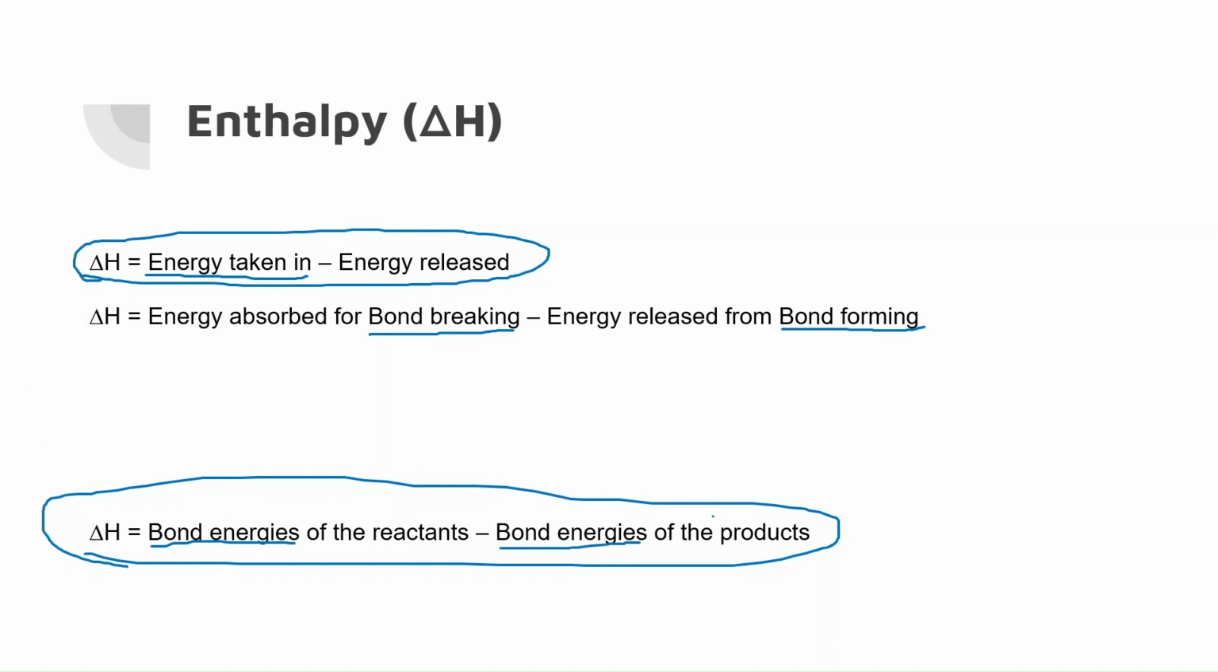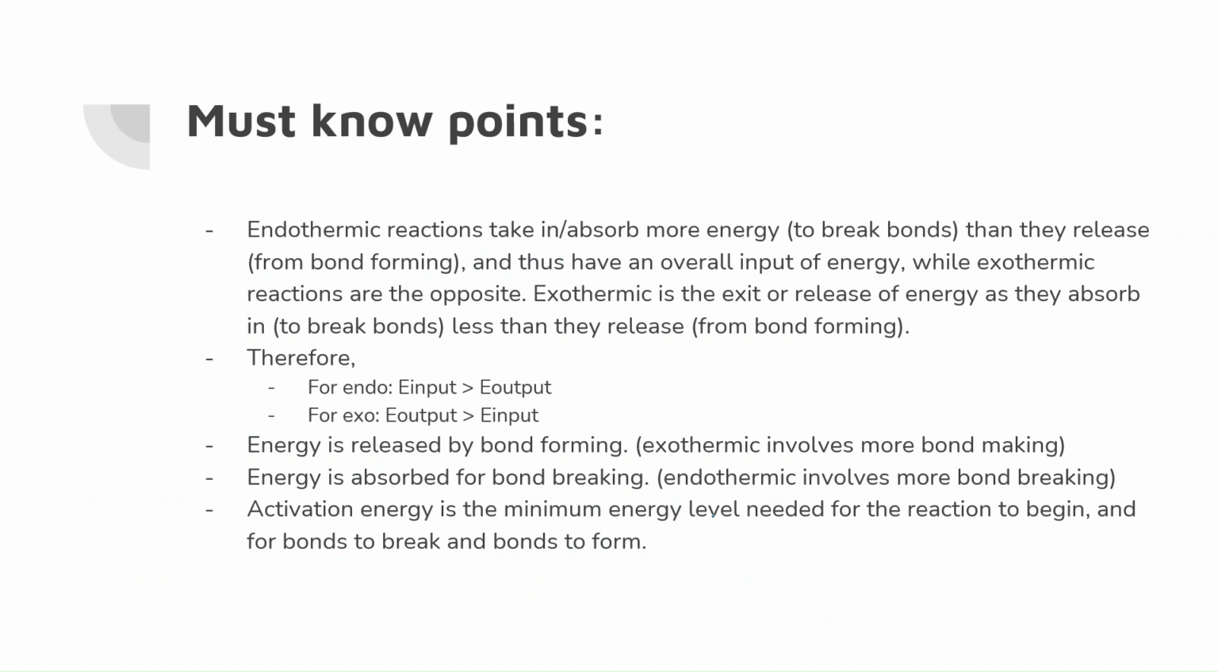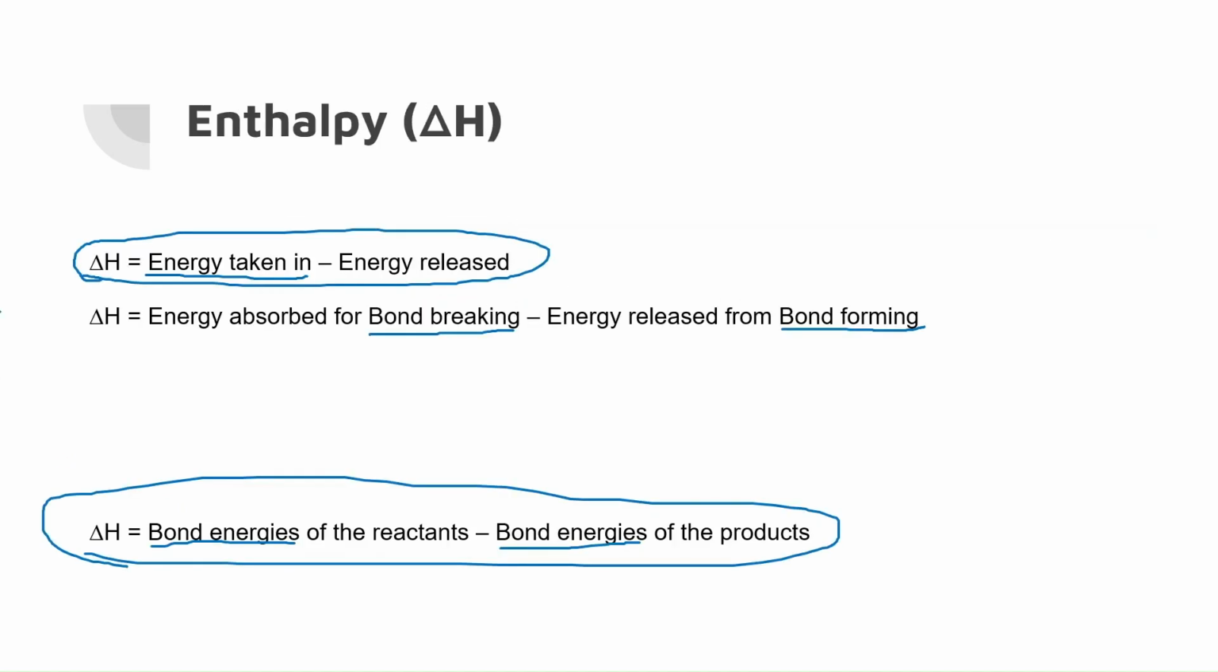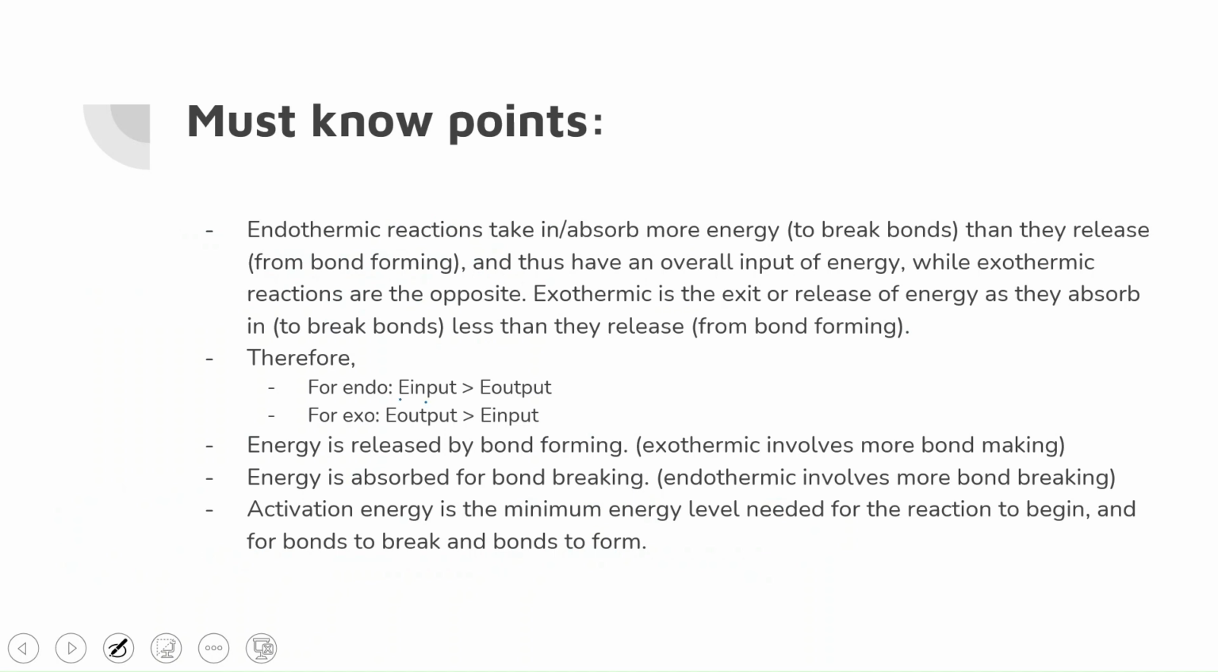Reactants minus products. Okay, this is just a small summary in which we discuss endothermic and exothermic. Endothermic reactions take in more energy to break bonds than they release from bond forming, and thus they have an overall input of energy. If you look at the previous slide, enthalpy change is energy taken in minus energy released. So for an endothermic reaction, energy taken in is greater than the energy output, which means delta H is positive. So for endothermic reactions, delta H is greater than 0.